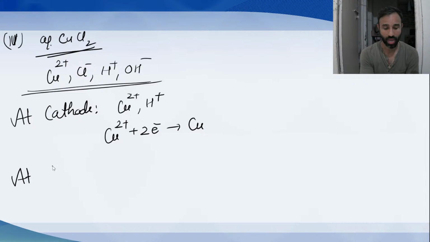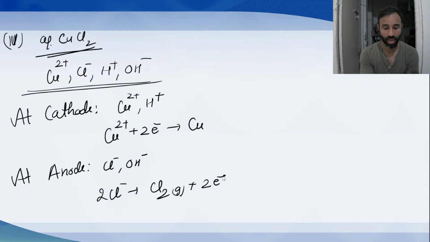At the anode, we have Cl negative and OH negative ion. Keep in mind, Cl negative ion will lose electrons. We get Cl2. In this way, copper is deposited at the cathode and Cl2 gas is released at the anode.